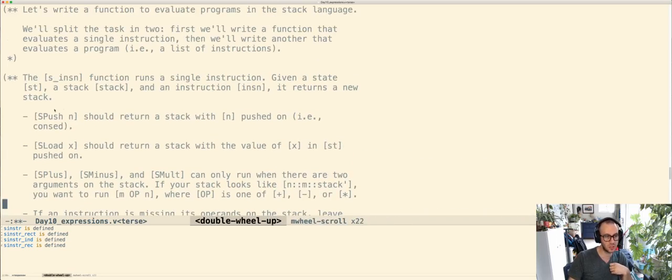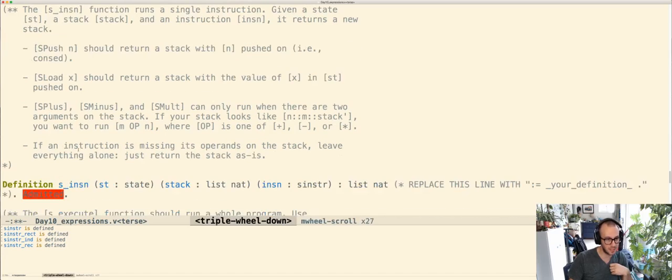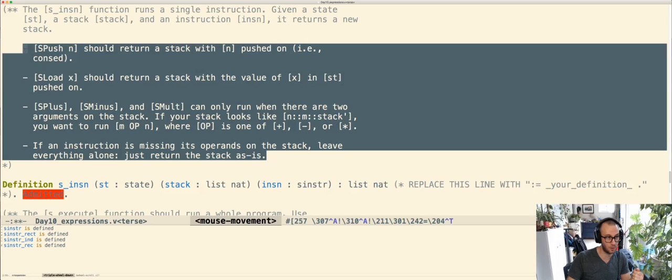Okay, so what does the instruction part do? Well, the type here tells you, given a state, given a stack, and given an instruction, return a new stack. So you just have to implement, based on the current instruction, what you want to do for each stack. There's a bunch of advice here for how to work with it. I'm going to let you read it.